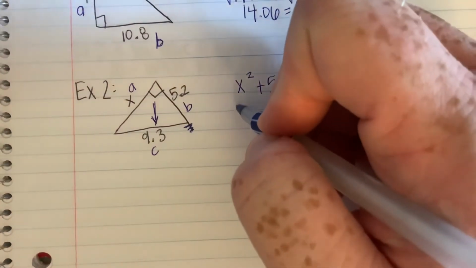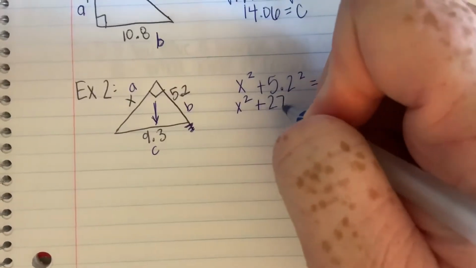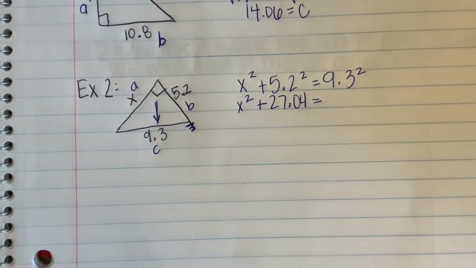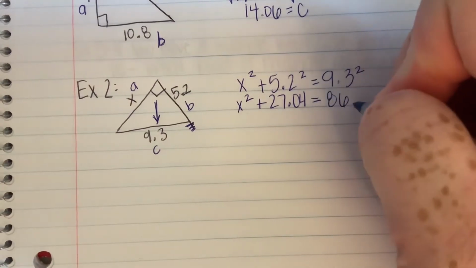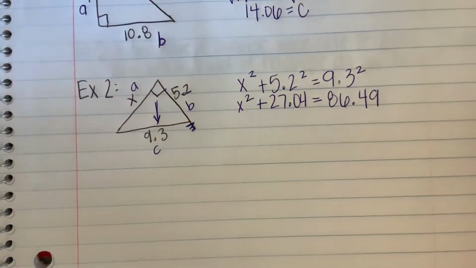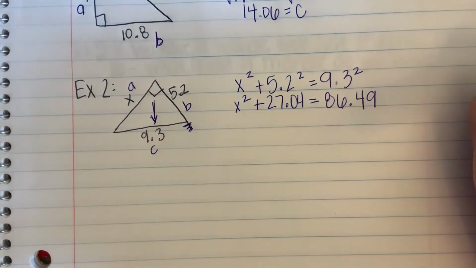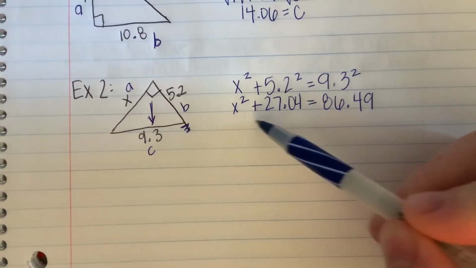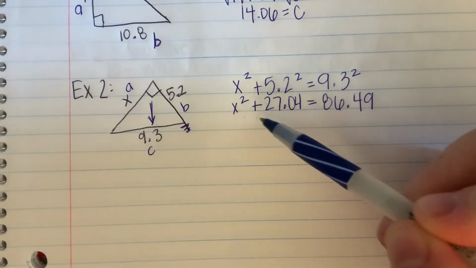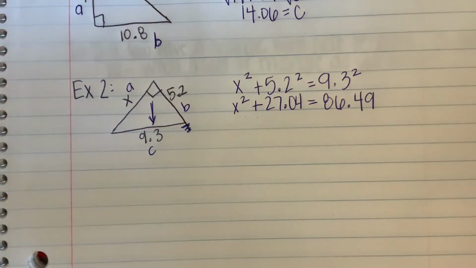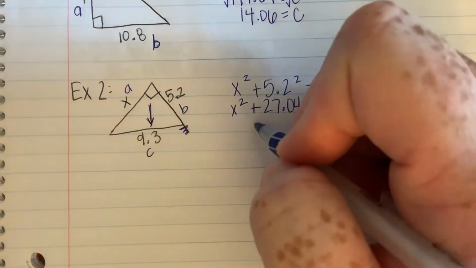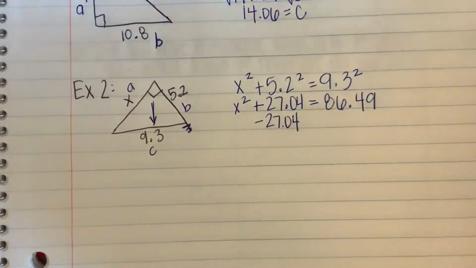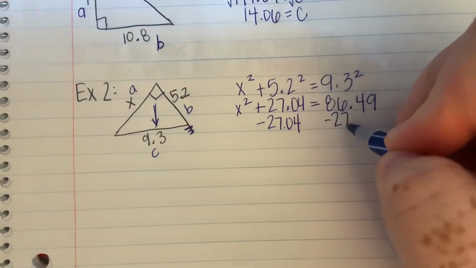5.2 squared is going to give me x squared plus 27.04 equals 86.49. And this is part of the reason we started off with an algebra review. I need to get x by itself. So I need to do what is not attached to the x, so I need to get rid of this addition. The opposite of addition, hopefully we realize it's subtraction. So I'm going to subtract 27.04. What I do to one side, I must do to the other side of my equation.